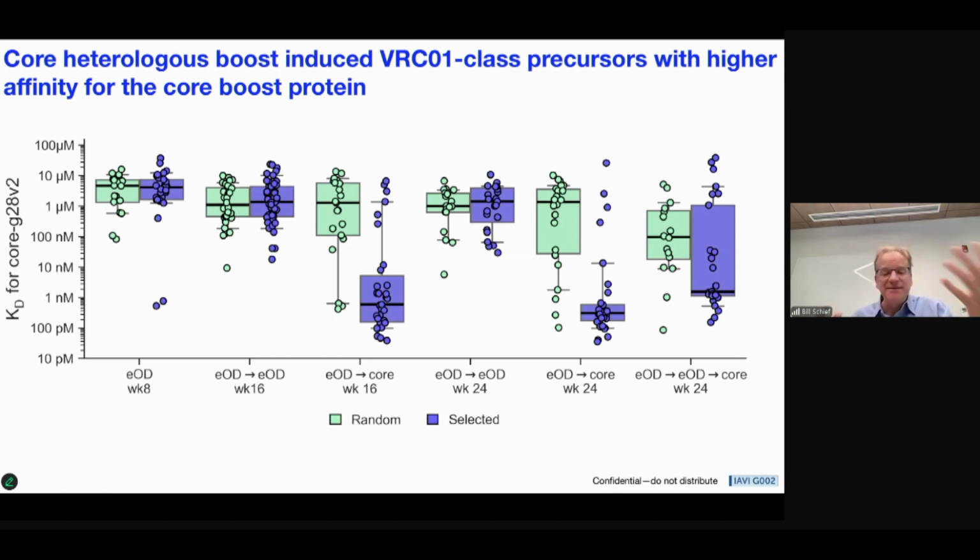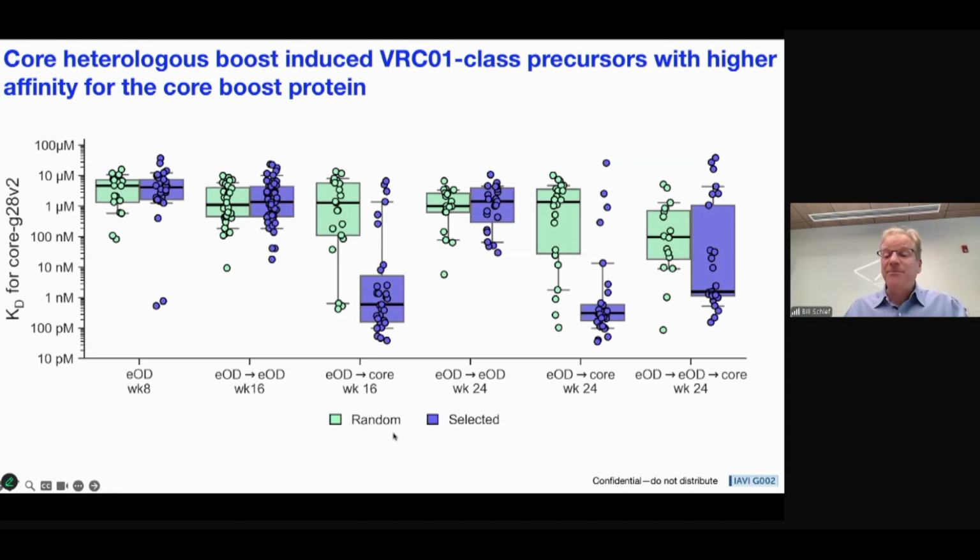In G002, we have hundreds of VRC1 class antibodies from one person at one time point. We cannot make them all. We have to decide which ones to make to measure their affinities. So we use a random number generator and randomly select them. We usually make about 3 per person per time point, which is already an expensive thing to do. But we're trying to get a fair representation of the population of VRC1 class responses at that time. That's the green data, labeled random.